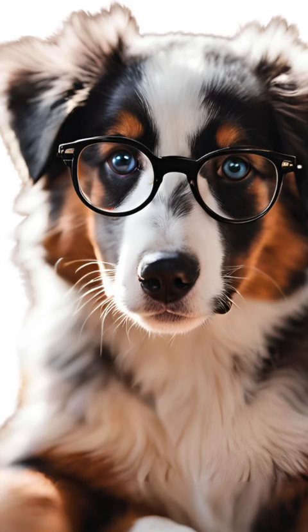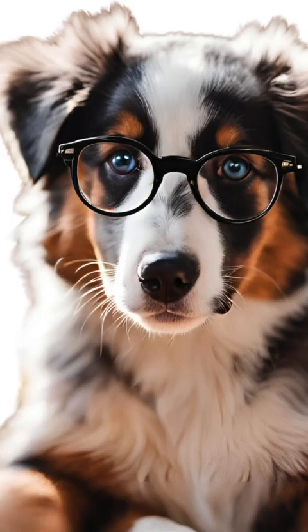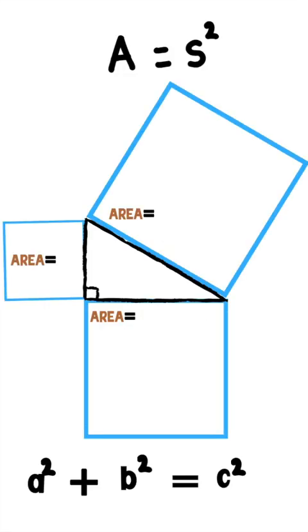Well, let's say we have a right triangle that's 2 centimeters on one leg and 5 centimeters on the other leg. And the hypotenuse is the square root of 29 centimeters. Do you remember the Pythagorean theorem? Yeah, it's one leg squared plus the other leg squared equals the hypotenuse squared. So a squared plus b squared equals c squared. Right. So let's do this.